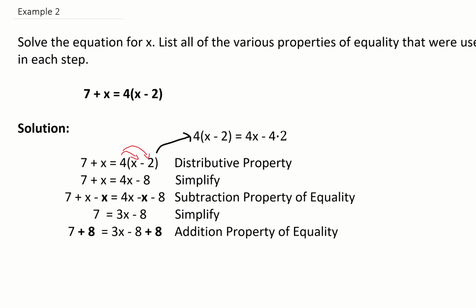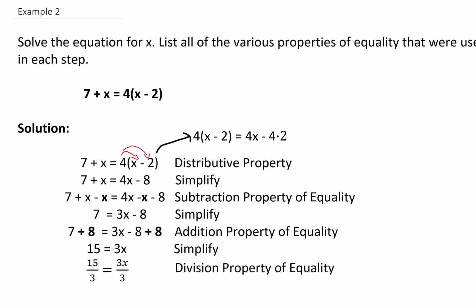And so now what we're going to do is move the 8 over to the other side by adding it. And that's known as the addition property of equality. And so now we simplify that because the 8 and negative 8 cancel. And then 7 plus 8 is 15. So we simplified. Then the last step, we're going to divide by 3 on both sides, and that's known as the division property of equality.